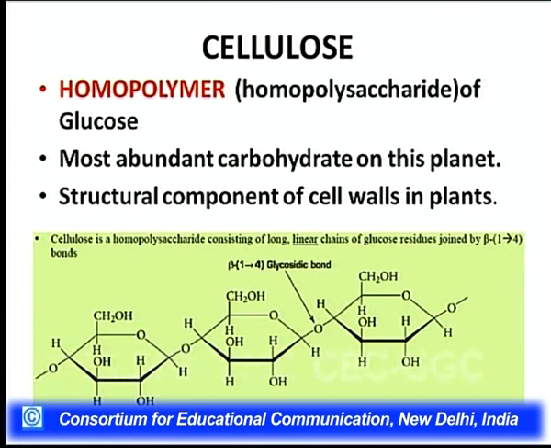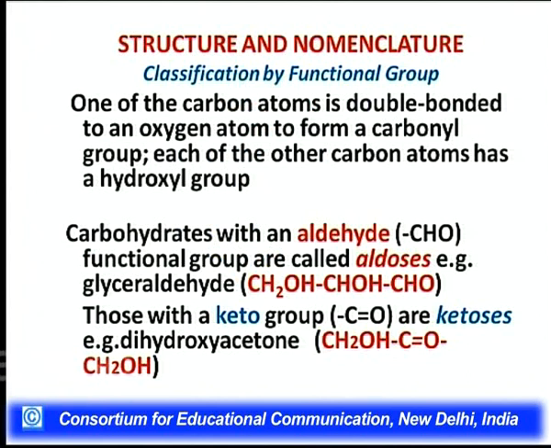So why am I stressing on polysaccharides? Because whether we are talking of a structural component of a cell wall in plants, or a storage carbohydrate, which is starch in plants and glycogen in animals, the basic unit is glucose. So glucose is a very, very important monosaccharide, which we can use as a ready source of energy. Now I would like to discuss structure and nomenclature with you.